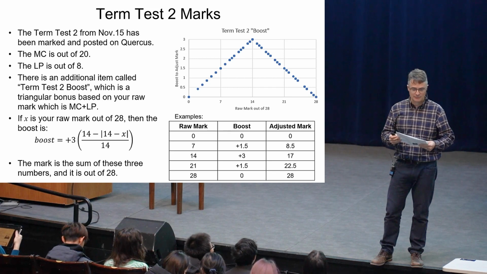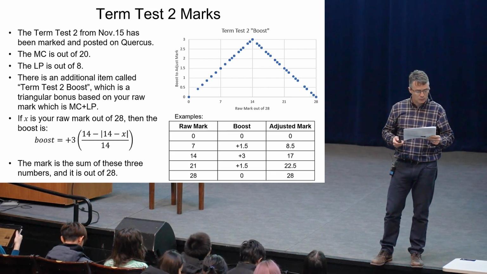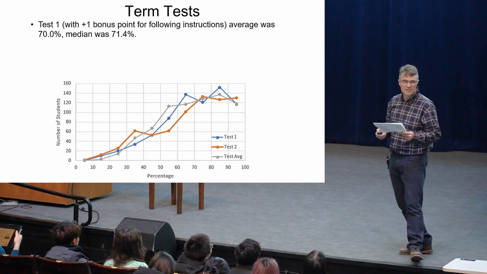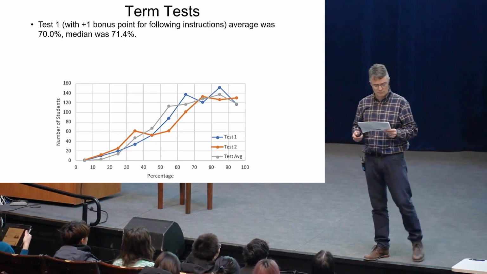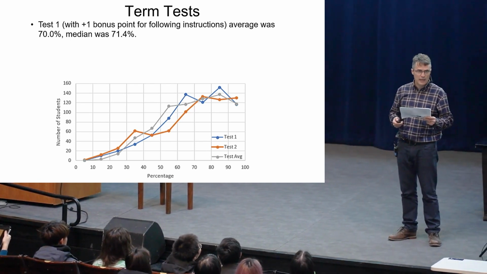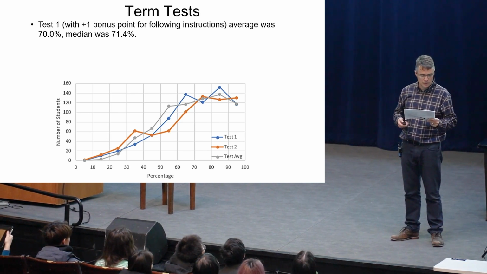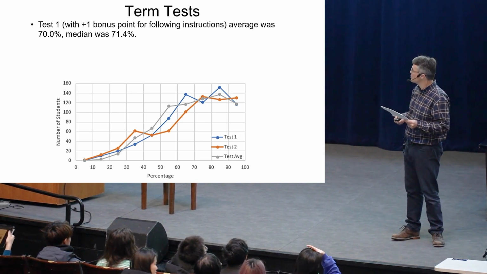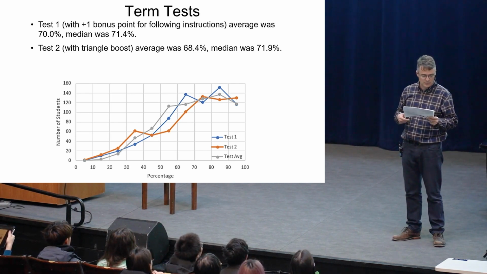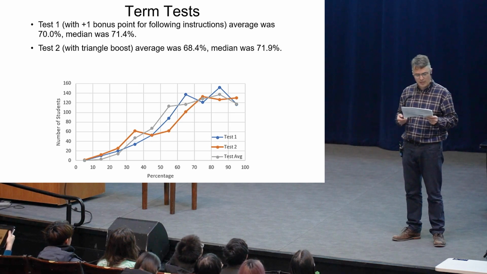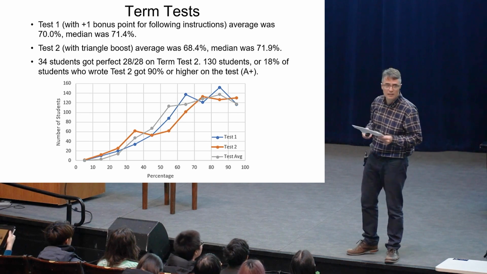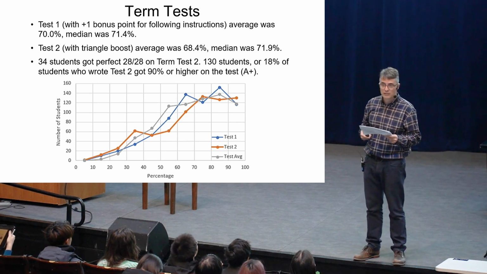So why did I do that? Well, what I wanted to do is to make the 2 term tests kind of the same histogram, basically. Term test 1 had already a bonus point for following instructions, and the average was 70, median was 71.4. So with this triangular boost, things look kind of similar for term test 2. A little bit higher median, a little bit lower average, but similar. It's about as similar as I could get it without doing some ridiculously complicated function.